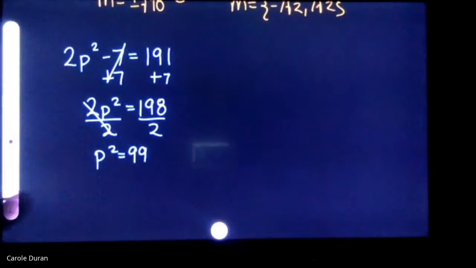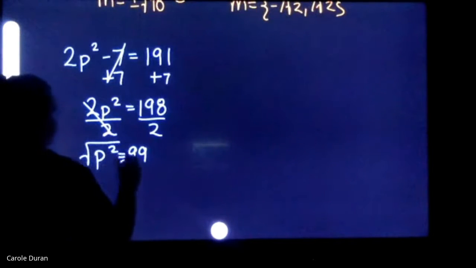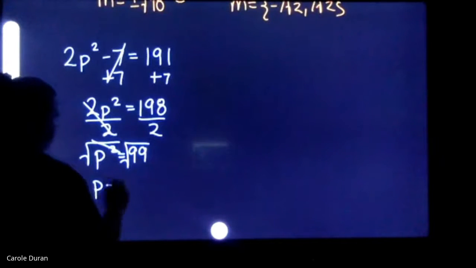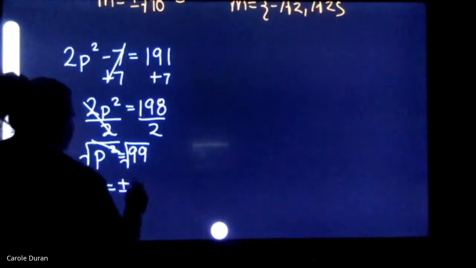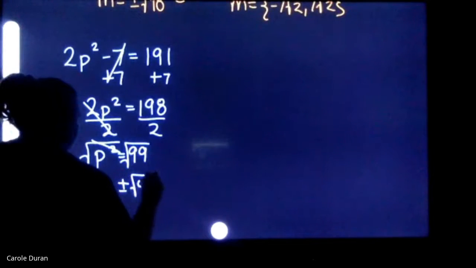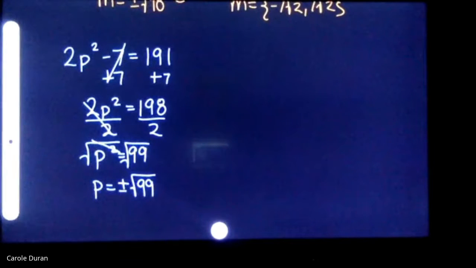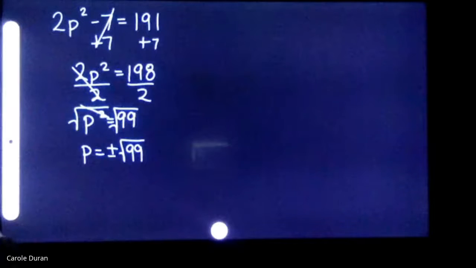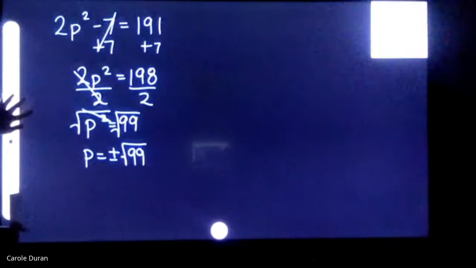I want to get p by itself, so I need to square root both sides. A square root and a square cancel each other out, and I'm left with p equals the positive and negative square root of 99. Just like on the previous problem, I'm not necessarily done. I need to see if I can simplify the square root of 99 by pulling out perfect squares.